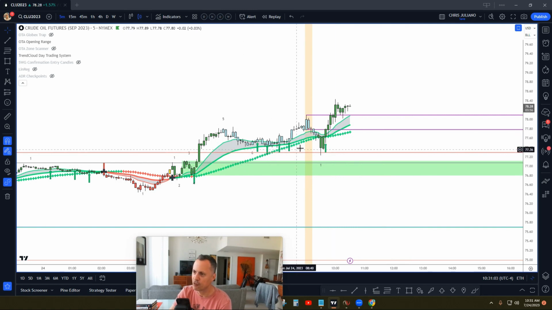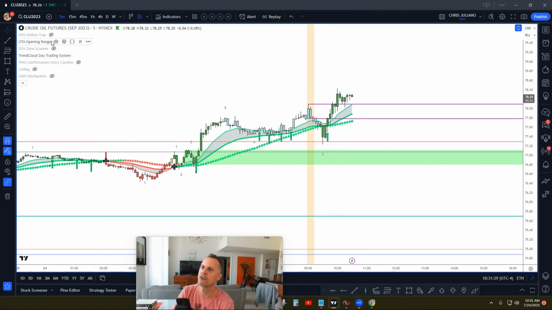Because we have trend cloud, we've got a little bit more information than the next guy, and that's all you need for the edge, right? Mark Douglas says it all the time. What is an edge? An edge is simply information that gives you a little bit more of a higher probability than the next guy.